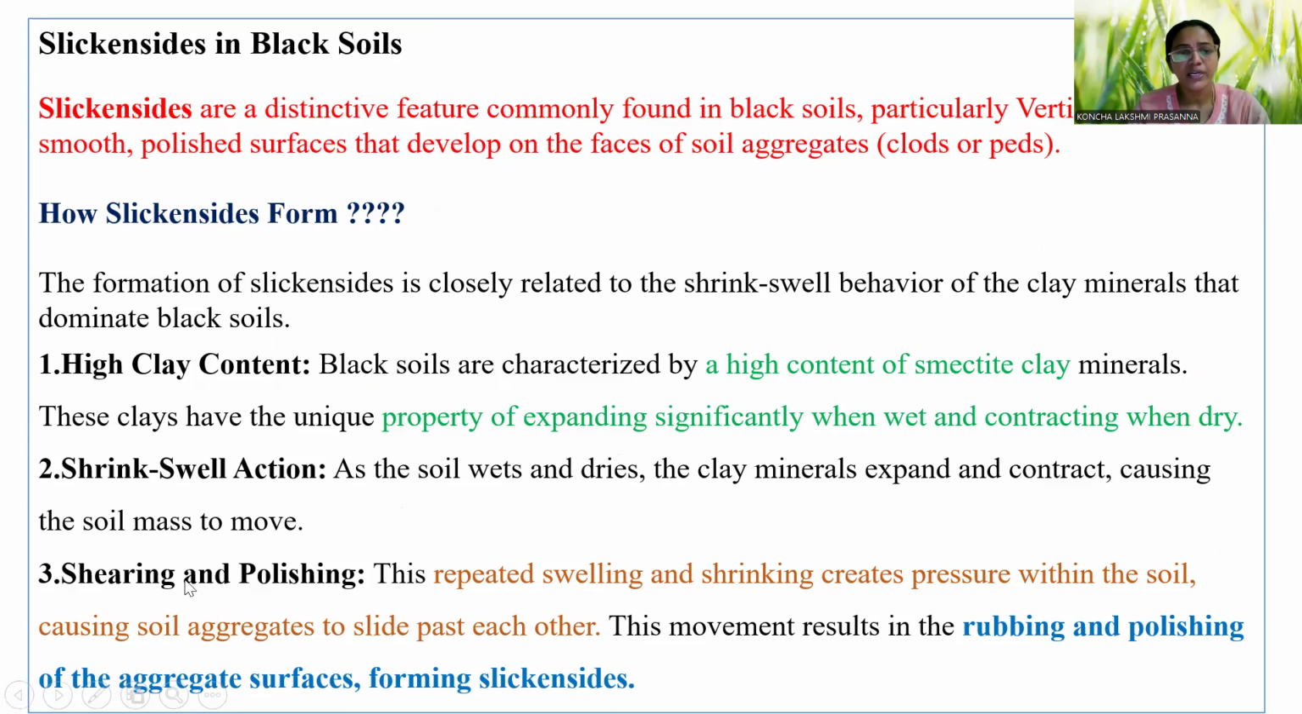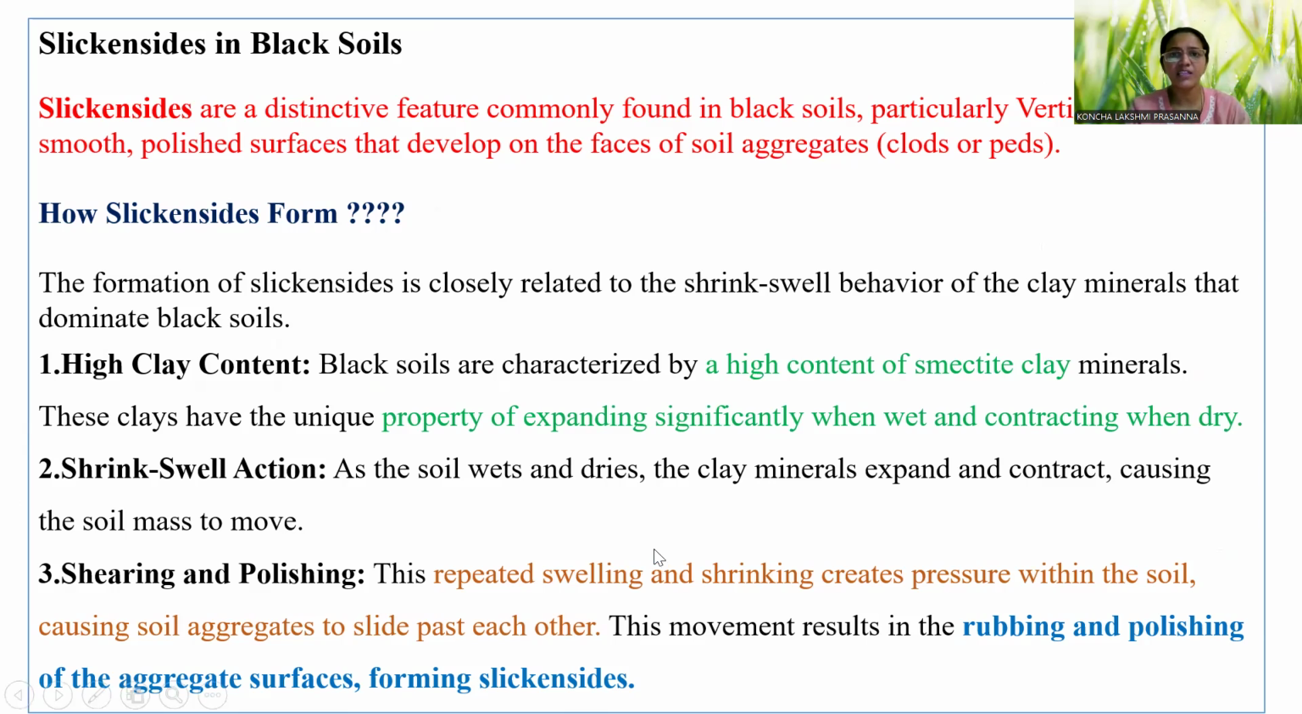Shearing and polishing: the repeated swelling and shrinkage creates pressure within the soil, causing the soil aggregates to slide past each other. Due to the repeated swelling and shrinkage property, some pressure is created within the soil, causing the soil aggregates to slide over each other. This rubbing and polishing of the soil surfaces causes the slickensides.